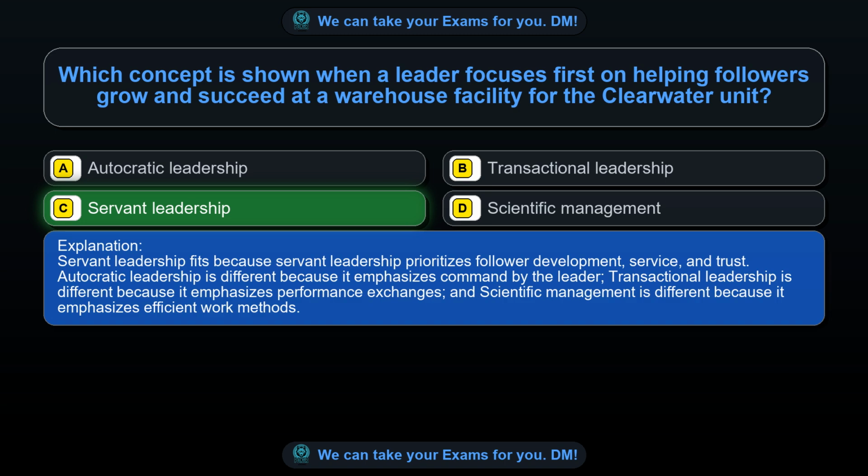Servant leadership fits because servant leadership prioritizes follower development, service, and trust. Autocratic leadership is different because it emphasizes command by the leader. Transactional leadership is different because it emphasizes performance exchanges, and scientific management is different because it emphasizes efficient work methods.